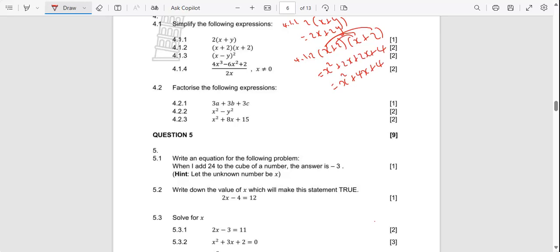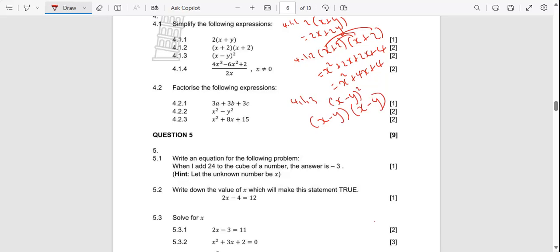So let's move to the next question. It is 4.1.3, guys. (x minus y) squared. The first thing that we're going to do here, we'll start by expanding. It's going to be (x minus y)(x minus y), and then we'll multiply again. We'll start with this x, we'll multiply everything in the other brackets.